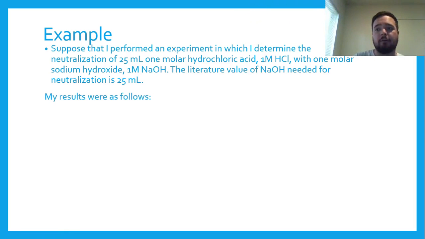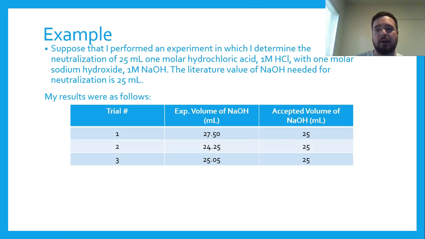My results were as follows. I did 3 trials of an experiment where I was neutralizing an acid with a base, and I found my experimental volume in milliliters to be 27.5 for one, 24.25, and 25.05. The accepted volume of sodium hydroxide that was needed was given to me in the problem. It was right here. So my accepted volume is going to be the same for all 3 trials because I'm trying to get to that value in all 3 trials.